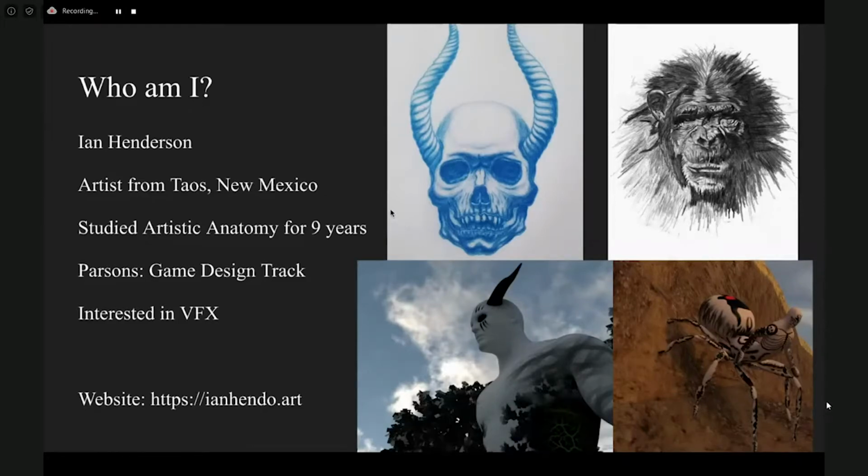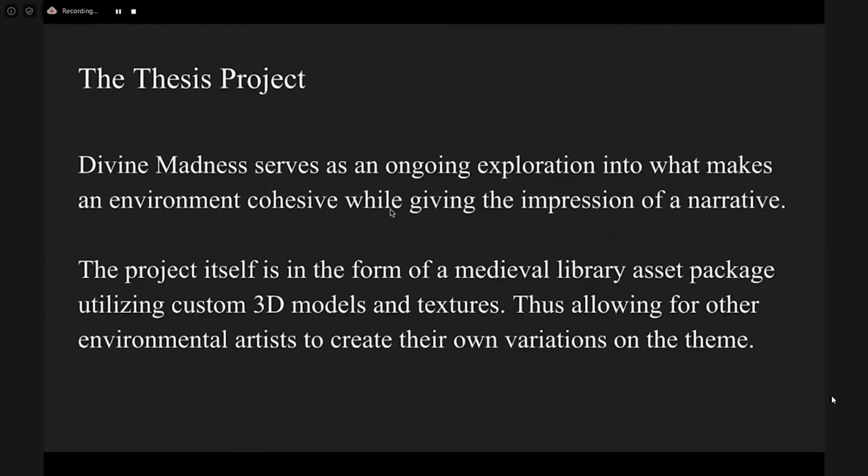Anyway, the thesis project that I've created serves as an ongoing exploration into what makes an environment cohesive while giving the impression of a narrative. The project itself is in the form of a medieval library asset package, utilizing custom 3D models and textures, thus allowing for other artists to create their own variation of the medieval theme using the assets that I've created.